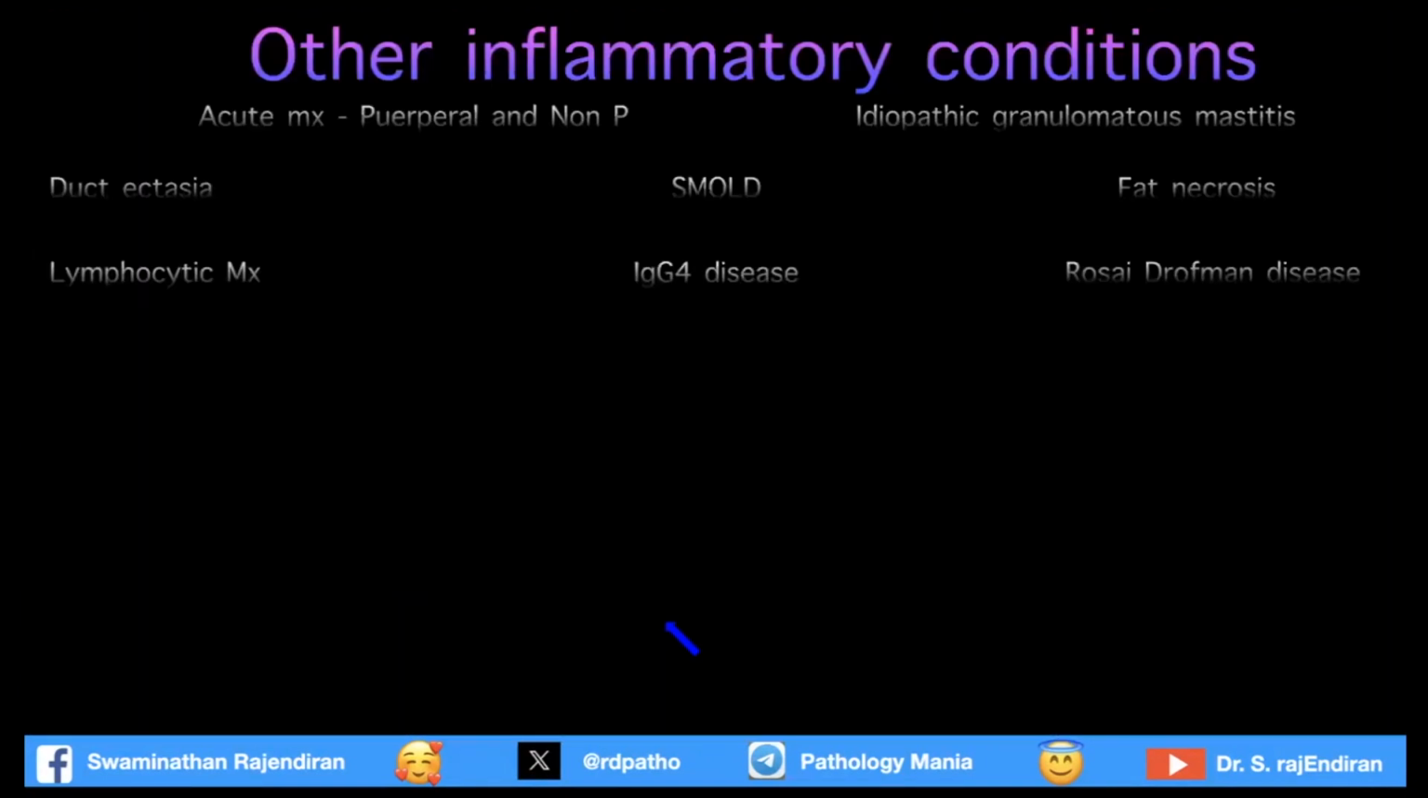And what are all the other inflammatory conditions you should know? Acute mastitis, both puerperal and non-puerperal, but most of the time acute mastitis is diagnosed clinically and we won't get any material from the clinicians. Idiopathic granulomatous mastitis, ductectasia, SMOLD or squamous metaplasia of lactiferous ducts, fat necrosis, lymphocytic mastitis, IgG4 disease, and Rosai-Dorfman disease. These are all the inflammatory diseases you should know.